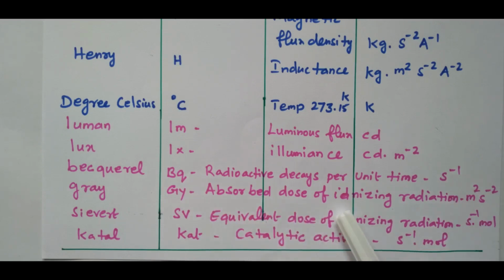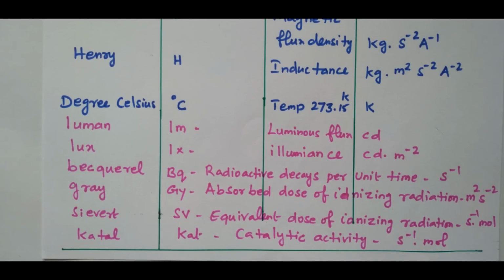Absorbed dose of ionizing radiation: Gray, Gy, m square s power minus 2. Equivalent dose of ionizing radiation: Sievert, Sv, s power minus 2 m square. Then catalytic activity: that is katal, kat, s power minus 1 mole. So these are all the 22 derived units. These 22 derived units are obtained from the base units.